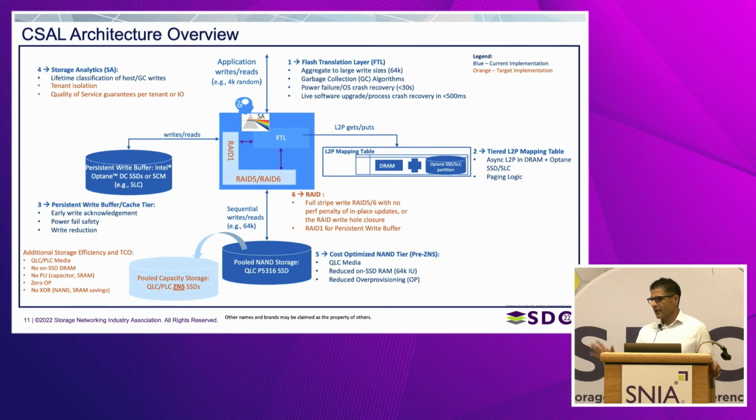There are other kinds of advantages of this because we have a full stripe RAID. We never have the RAID write hole problem, so to speak. For the RAID write hole, you have to do additional journaling writes and things like that. We don't have to do those because we are doing full stripe RAID 5.